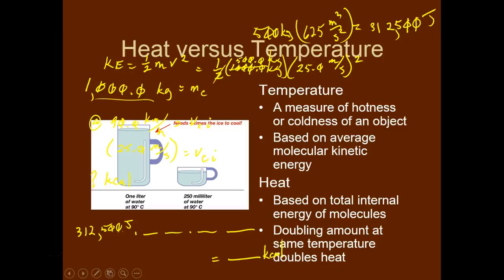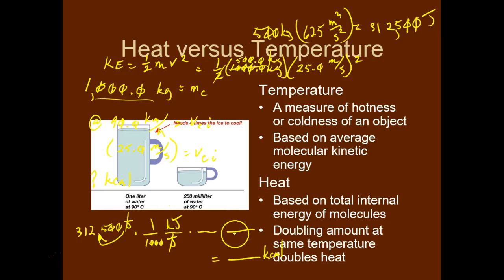Okay, so if we could get to kilojoules, well, that's easy. How do we get 312,500 joules to be kilojoules? Divide by 1,000. And here's why. You put joules down here in the denominator, kilojoules in the numerator. 1,000 joules is 1 kilojoule, right? And you divide by 1,000. Dividing by 1,000 is moving the decimal 3 places over. So now you're in kilojoules.